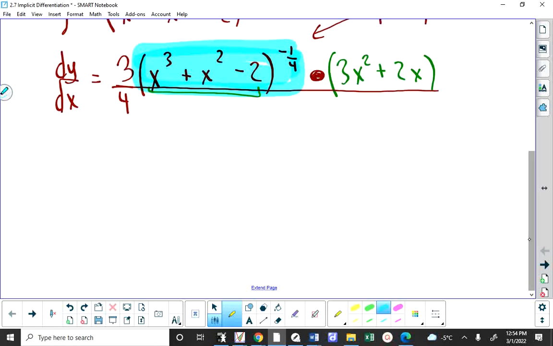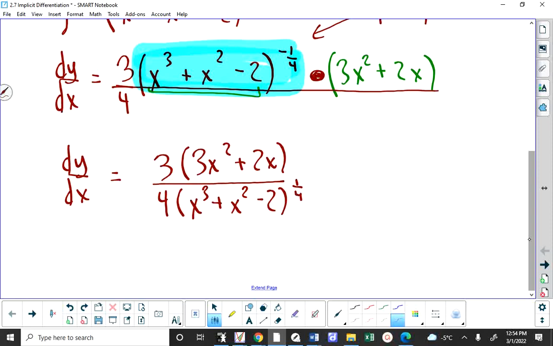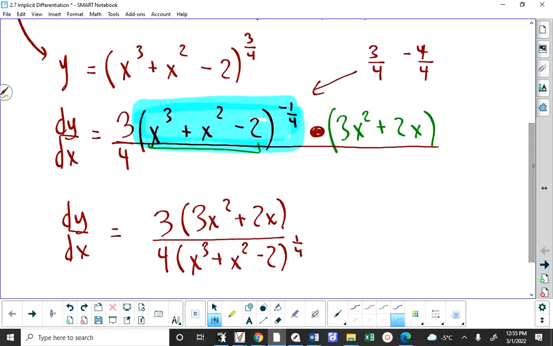There's one other little thing I can do. Let me rewrite it just with that step. First of all, though, I have 3, then I have a 3x squared plus 2x. And then it's over 4, and it's also over x cubed plus x squared minus 2 raised to the 1/4. So I'll pause there, Demi. Does that make sense to that line?